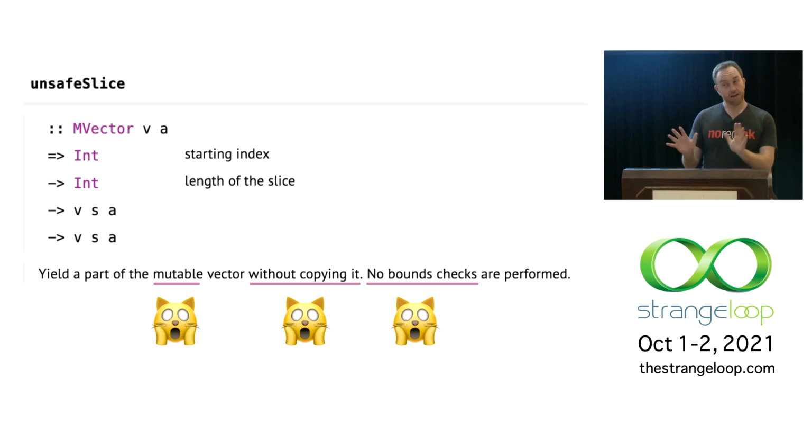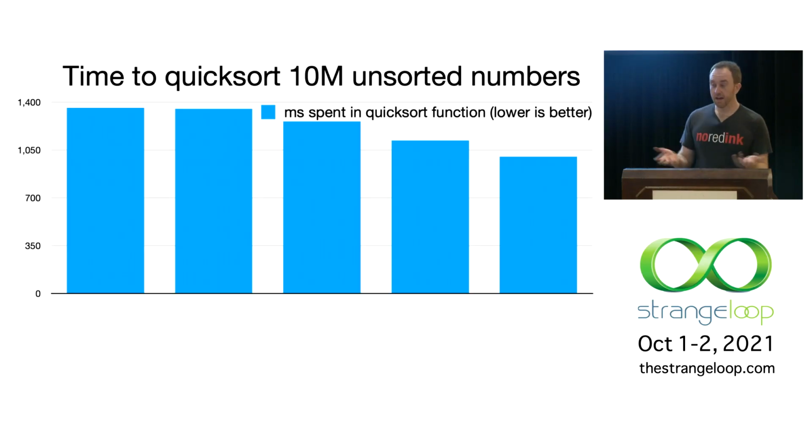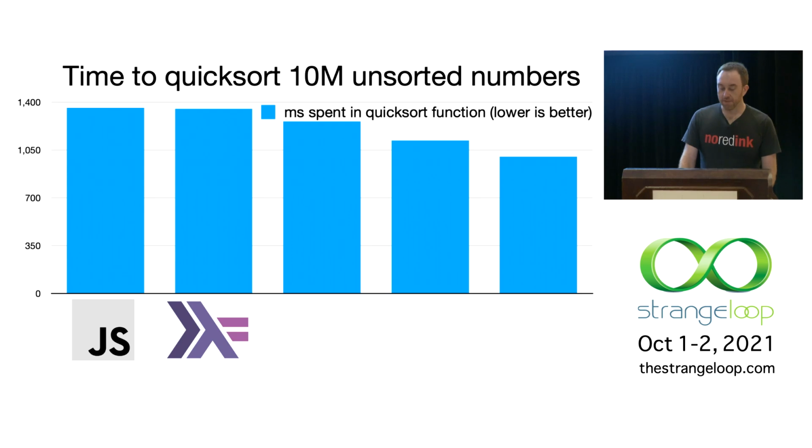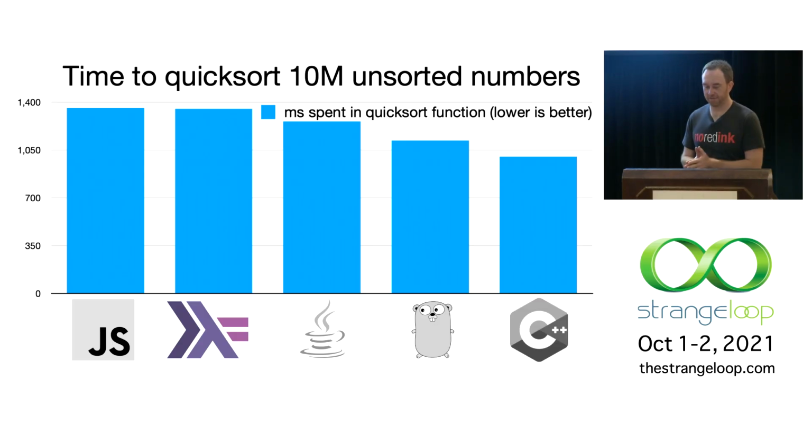But having said that, okay, fair enough. But how does it perform? Well, I ran this against a number of other programming languages, quicksorting 10 million numbers, and running that 100 different times and taking the average, all done on the same machine. So JavaScript clocked in a little under 1.4 seconds. Haskell was actually slightly faster than JavaScript, which is impressive. Java was faster than Haskell, Go was faster than Java, and then C++, unsurprisingly, was the fastest.